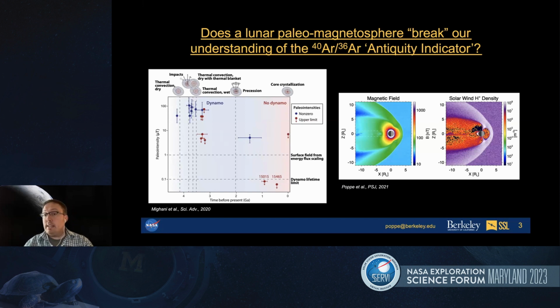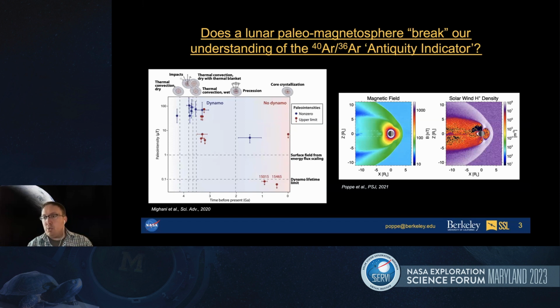To put it in context, that's about 10 times the strength of Mercury's present-day field, so that is a very strong field. And then finally, within the last billion years or so, evidence suggests that the dynamo eventually shut off. But the question then becomes, if the moon had a paleomagnetosphere for on the order of 2/3 or 3/4 of its lifetime, would that have, quote unquote, broken our understanding of how the various argon-36 and argon-40 make it down to the surface and allow this antiquity indicator to work?